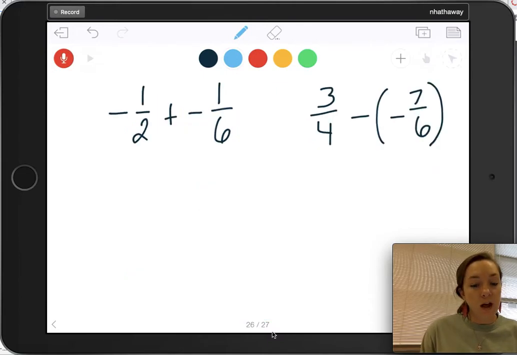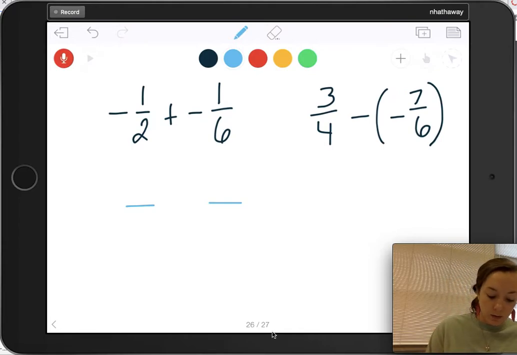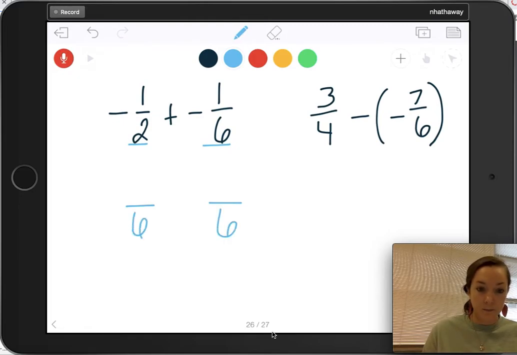Now moving on to fractions, we have to find a common denominator here. I like to rewrite my fractions underneath the original ones because it helps keep everything in order. What is a common denominator between 2 and 6? Well, I know that 6 is a multiple of 2, so I'm going to use 6 as my common denominator. I don't need to do anything to this fraction over here because it's going to stay the same.